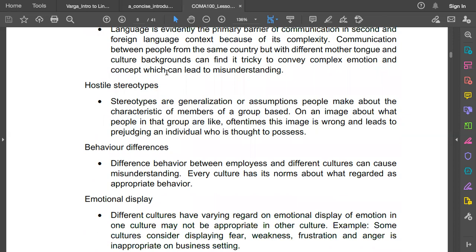Okay, hostile stereotypes. Stereotypes are generalizations and assumptions people make about the characteristics of a member of a group based on an image of what people in that group are. Sometimes this image is wrong and leads to prejudging an individual. Say, for example, a typical stereotype between men and women: men are by nature polygamous. But with this stereotyping, not all men are cheaters. We should not generalize. There are still men who practice loyalty and faithfulness with their partners.